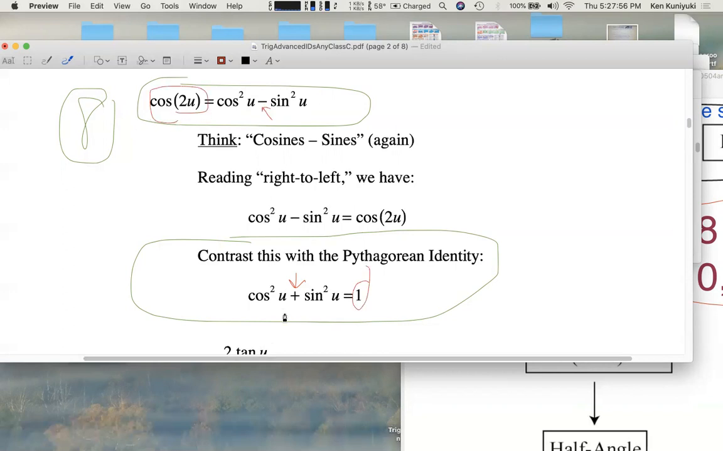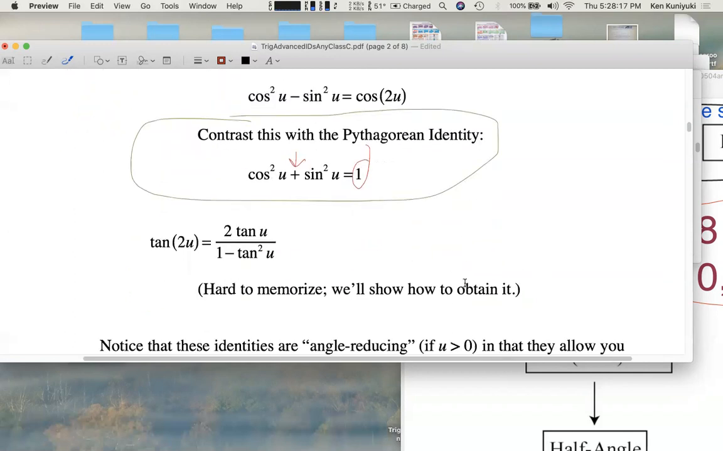So watch your sign. With a plus sign, you get 1. With a minus sign, you get cosine of 2u. This will bite you in the homework. Anyway, we're going to apply the Pythagorean identity. See, this is even more confusing. We're going to apply the Pythagorean identity here to help rewrite this expression here. So how can we do that?